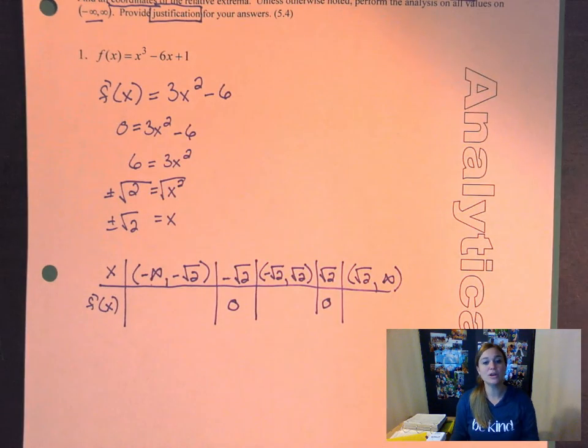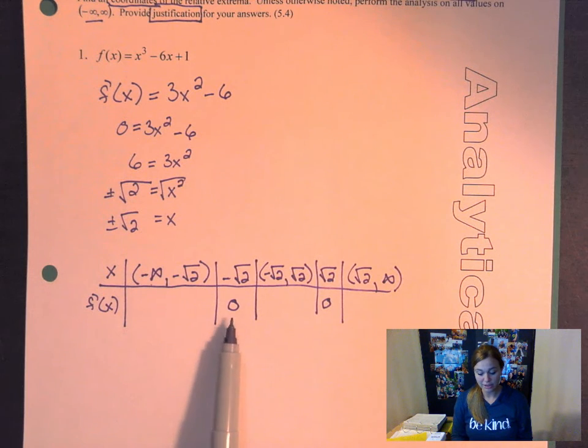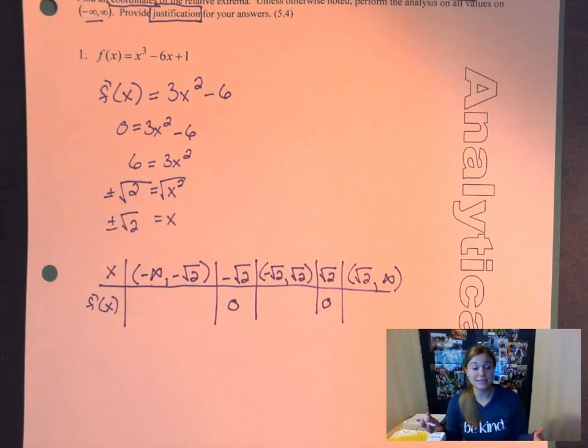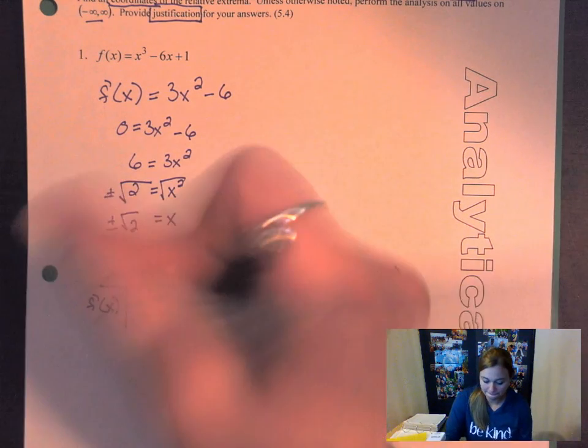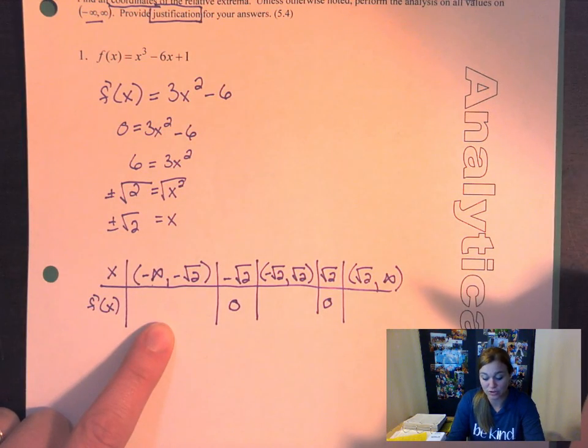And so what I really want to know is in these other places, I know that the derivative or the slope is 0 here and here. But I want to know what's going on in the other places. Is this function positive or negative? Since it can't be 0, it has to be one or the other. So I'm going to pick a number. You can pick your favorite number from negative infinity to negative square root of 2.